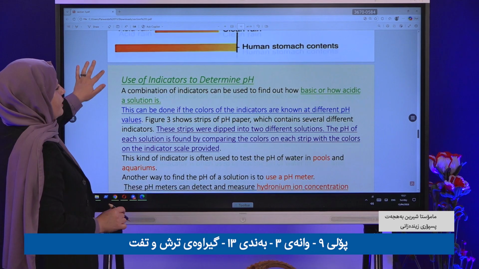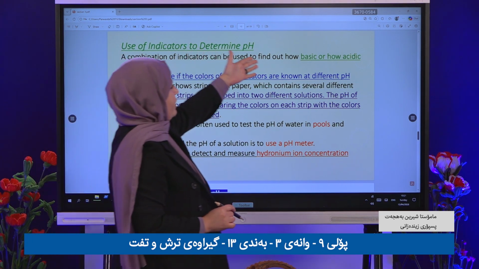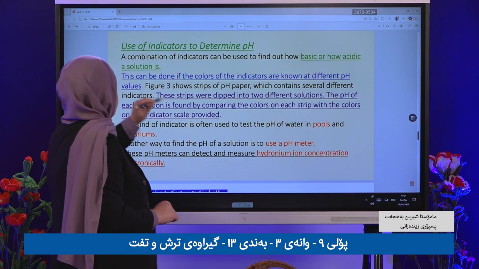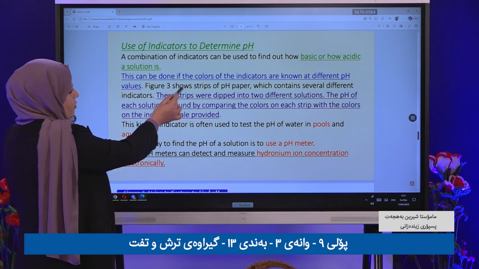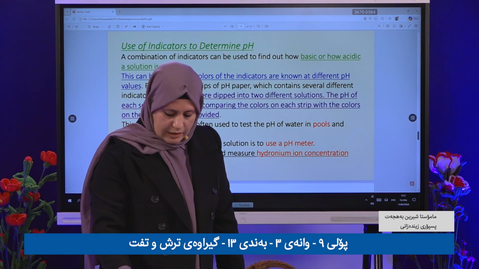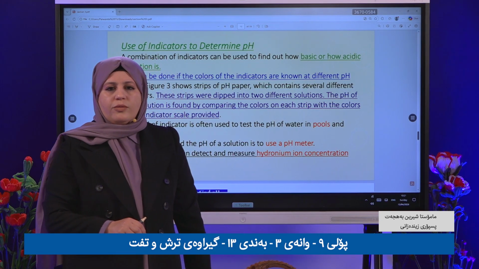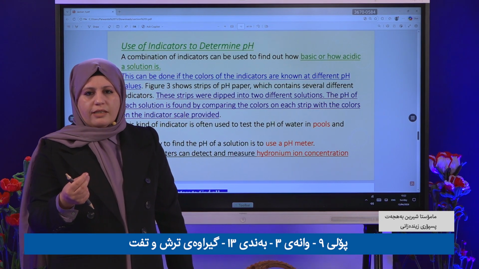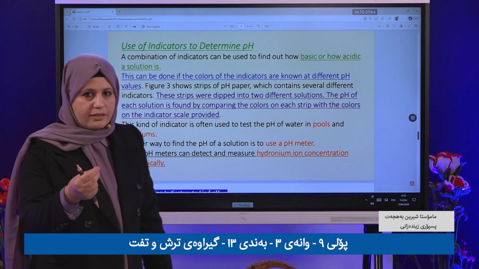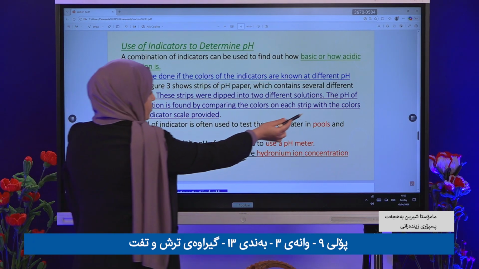Yes, using indicator to determine pH. Clear? So using it to determine pH, as you know, a combination of indicator is used to tell a base or acidic solution. This can be a color indicator. When you do an experiment, we put a litmus into a liquid, it gives us what? A color. The color has a name or a number, okay? So its color has one number, found by comparing.